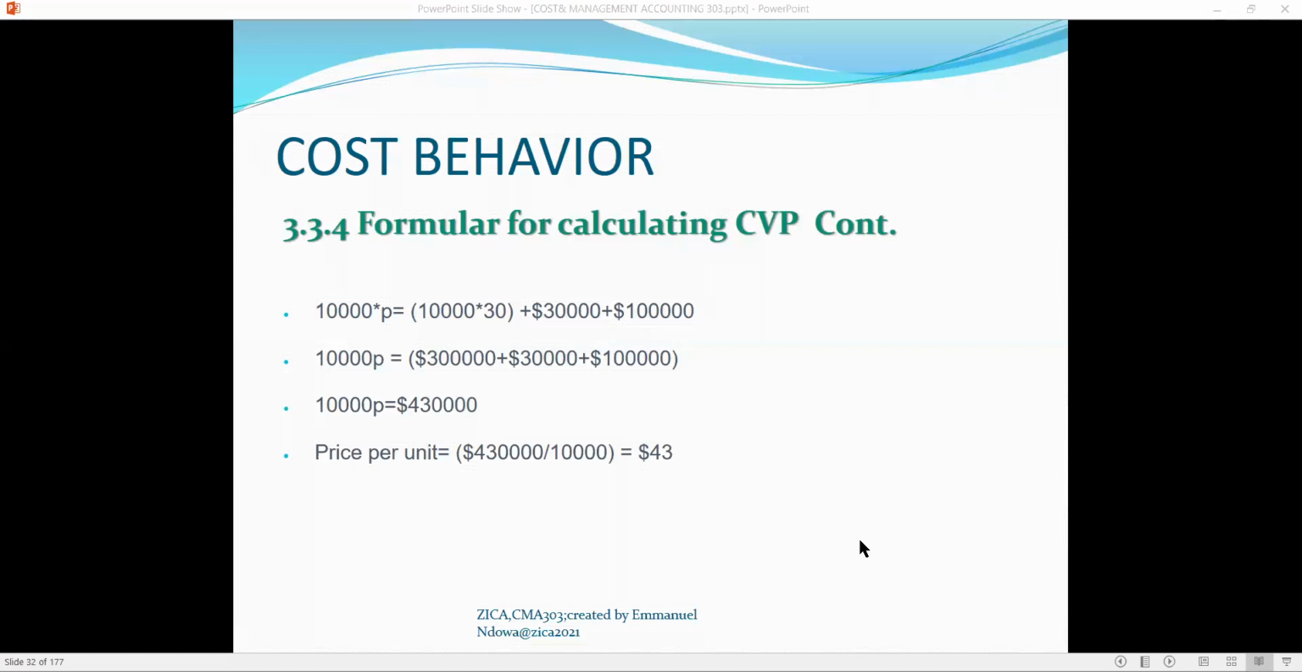How many units are we going to produce? Are we clear on our calculations?